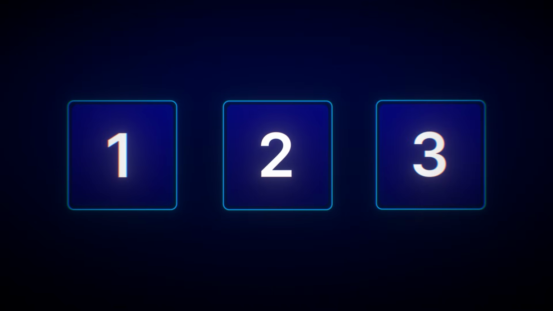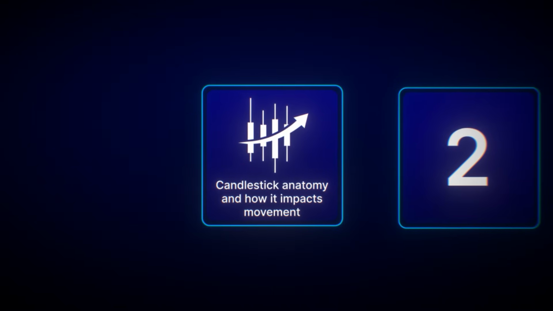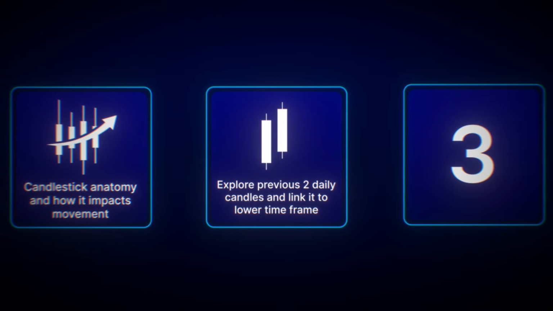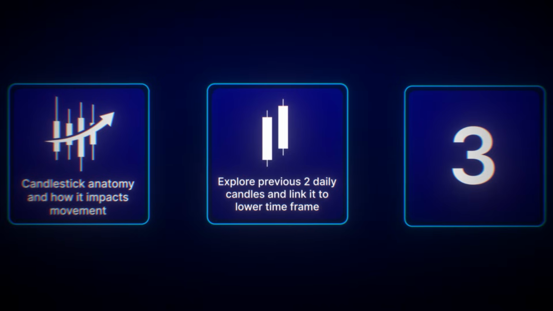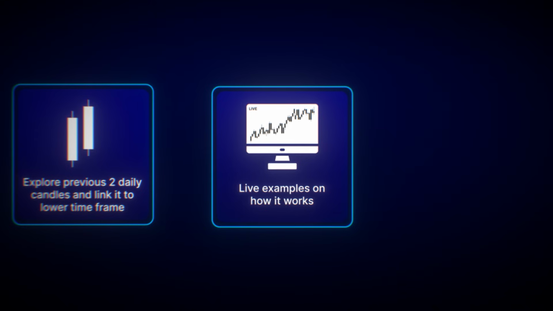Now, to fully understand the strategy, there are three main components that we need to consider. First, we need to go through the candlestick anatomy and how this impacts movement. Next, we will explore the previous two daily candles and link that to the lower time frame to see how we can enter. And then I will finally get into some live examples to show you how this actually works. And as an added bonus, I will even give you my hidden entry model that I've been using for the past 3 years on how to enter these trades.